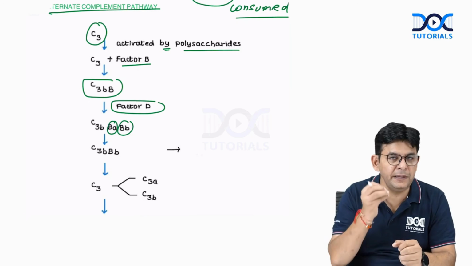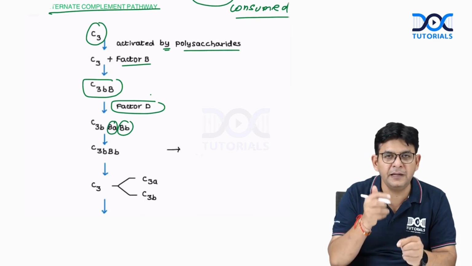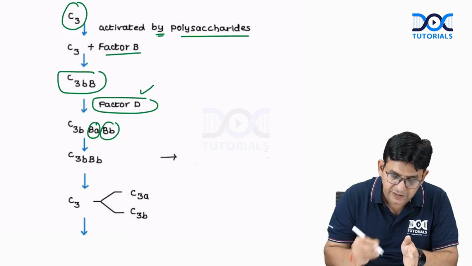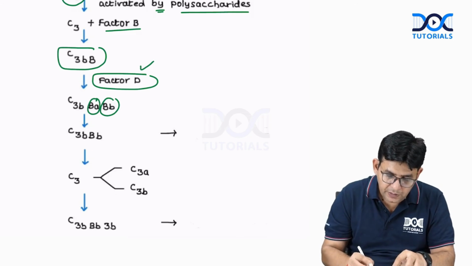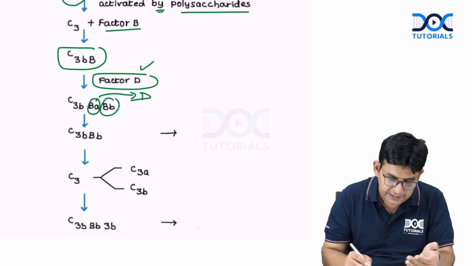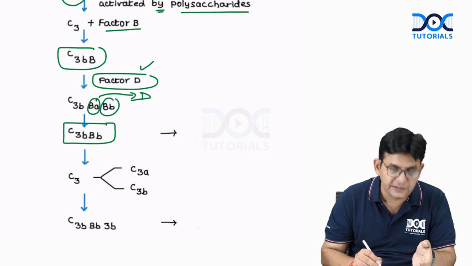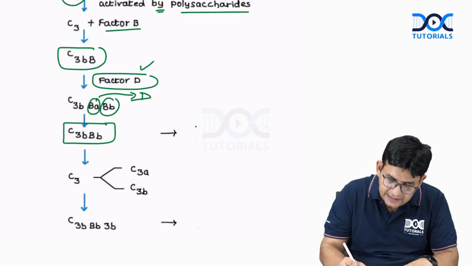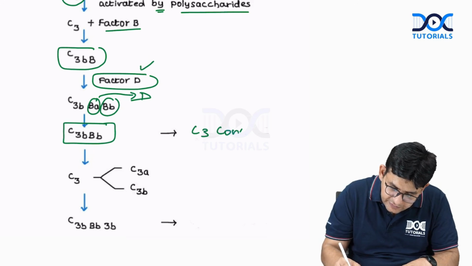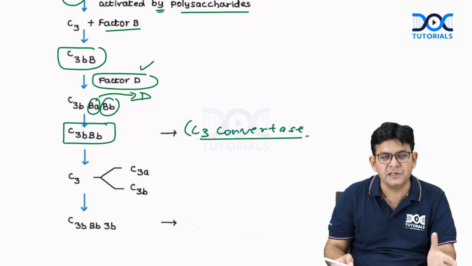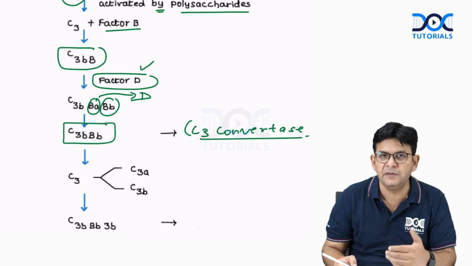Like that. This particular B component is divided into what? Ba, capital B small a, and capital B small b. It is divided by which factor? Factor D. Now, what is discarded? The Ba component is discarded. What remains is C3b, capital B small b. If you remember that this is the C3 convertase of the alternate complement pathway, your work is done.